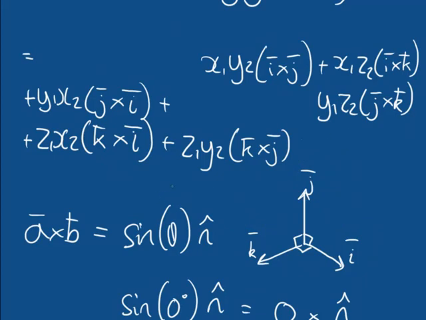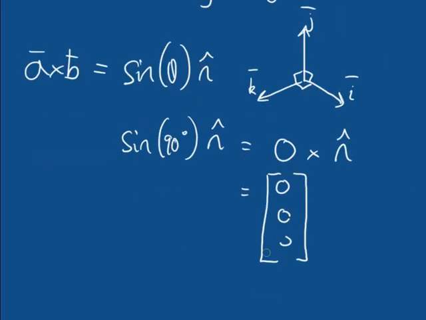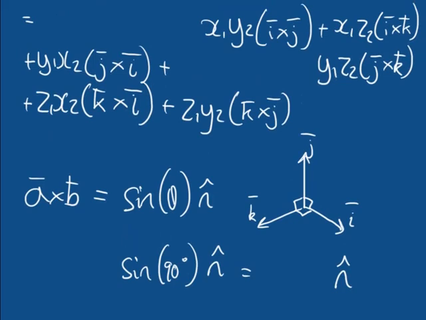So that means A cross B becomes the sine of 90 degrees multiplied by our unit vector n, and we know that the sine of 90 degrees is a value of 1, so therefore all of these become 1 times that unit vector n, and therefore they are just simply equal to the unit vector n. And we know that unit vector n is the vector that's mutually perpendicular to the two vectors that we're crossing, and it's defined by the right hand rule.